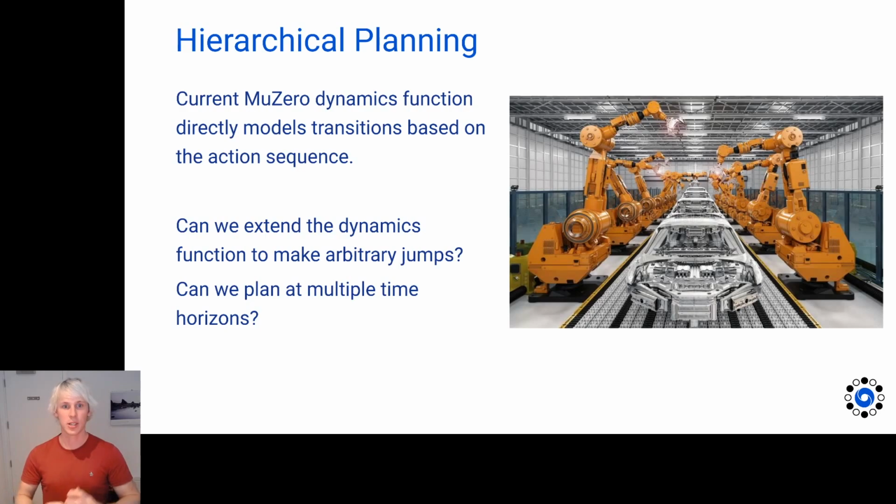Another interesting extension would be to allow the planning to take advantage of multiple time horizons. Currently, the MuZero dynamics function is directly tied to the action sequences, but we might want to plan in longer jumps. We might want to plan both immediately in the action sequence for the next few time steps and then in longer time steps. I mean, this is, for example, how humans might think about what to do next, right?